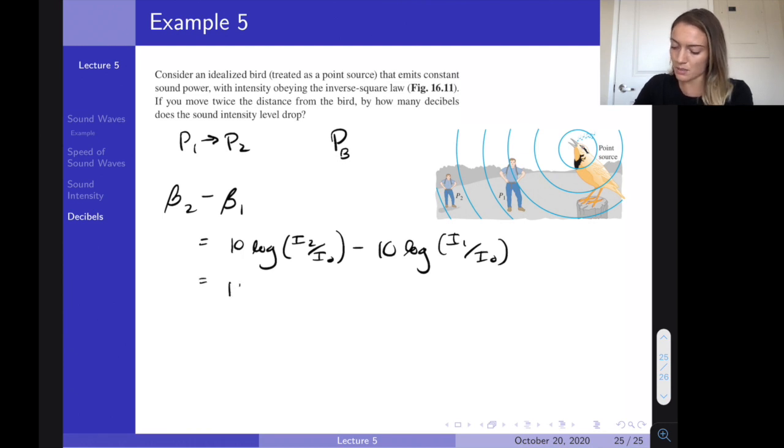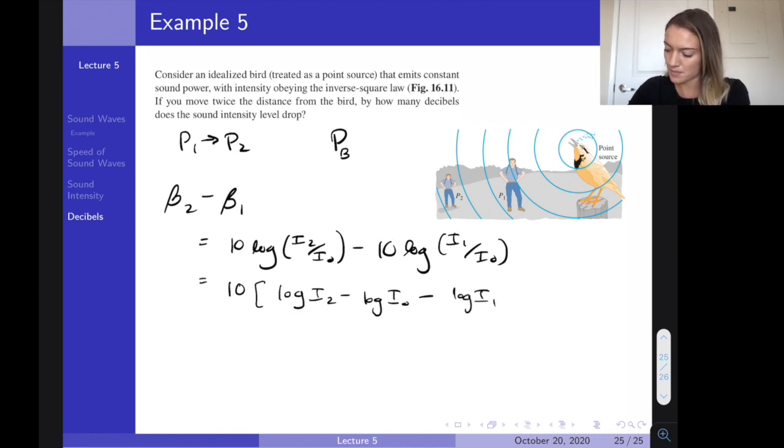Okay, let's simplify this a little bit so I can factor out my 10 from both terms. Then I get log, and I'm going to expand out these fractions. Remember, log of a over b is log a minus log b. So I have log I2 minus log I naught from that first term, and then minus log I1 minus log I naught. But I have a minus sign out here, so that becomes a positive.